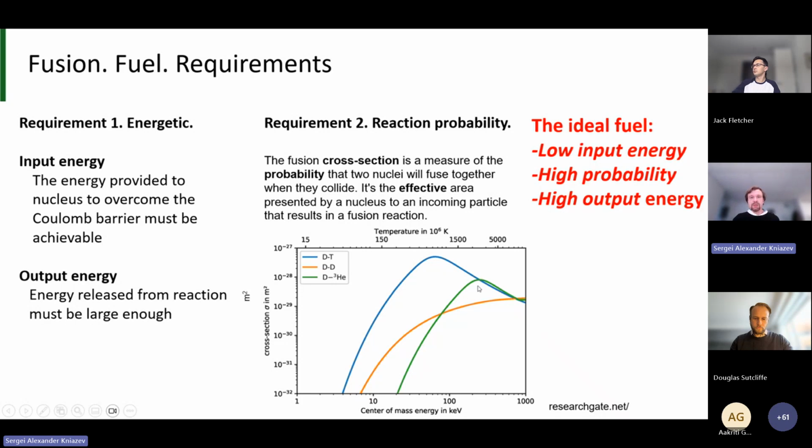So here is the fusion cross section of the different reactions. This one is deuterium-tritium. This is deuterium-deuterium. This is deuterium-helium-3. And this graph explains why the deuterium-tritium reaction is one of the most popular reactions pursued by fusion startups. This reaction provides the highest probability. It peaks at a lower temperature than other reactions.